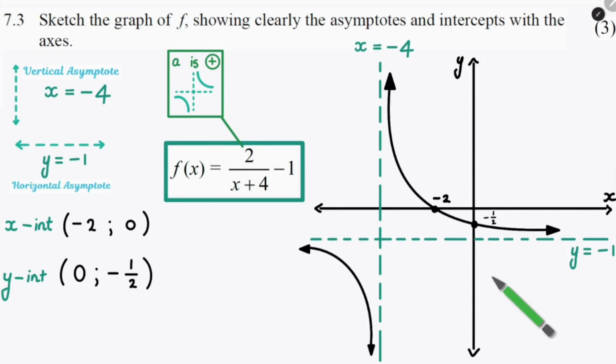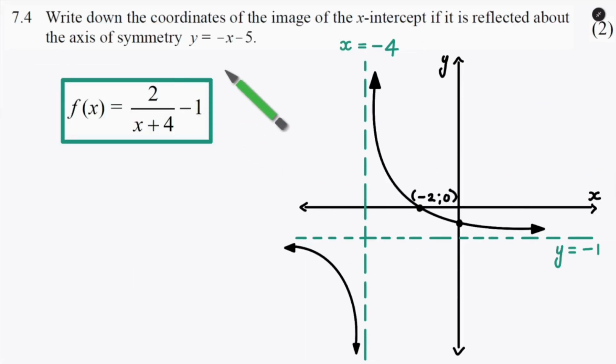And now we've successfully done everything they've asked. We've marked off our asymptotes with these labels here, marked off our intercepts with these labels over here, and we've successfully drawn it with the right shape. And that's exactly where your 3 marks will come from in this question: shapes, intercepts, as well as asymptotes.